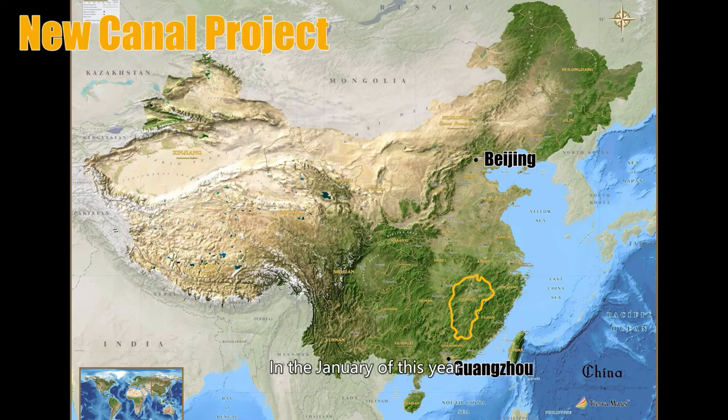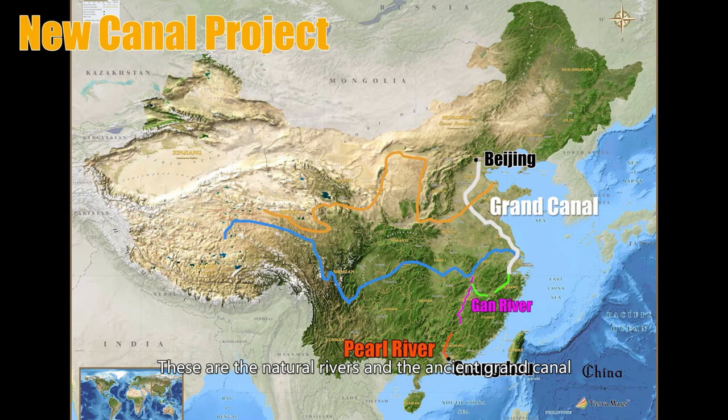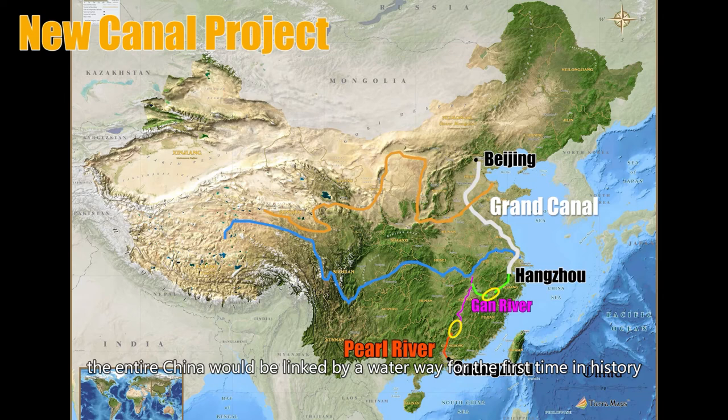But in January of this year, the government announced a plan to build a canal, which could be a new opportunity for this region. These are the natural rivers and the ancient Grand Canal. The project would dig two canals here and here. This way, from north to south, the Yellow River, the Yangtze River, Beijing, Hangzhou, Guangzhou, the entire China would be linked by a waterway for the first time in history. It does not only mean a lot for Jiangxi, but also for China. Let's look forward to it.